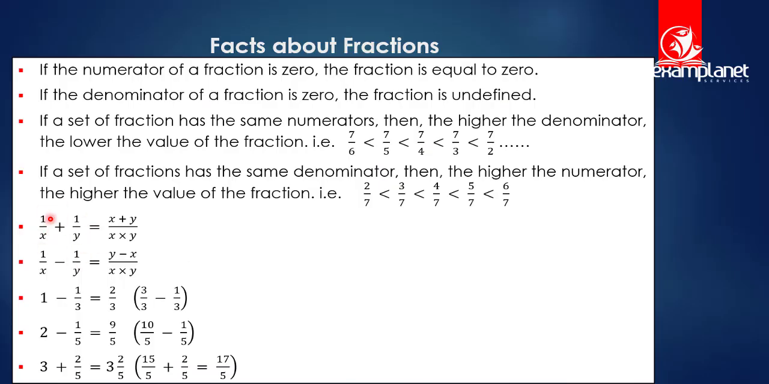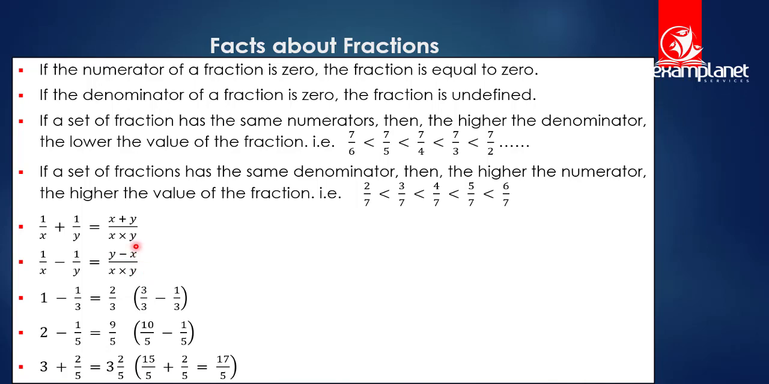Moving on. So the next point says 1 over x plus 1 over y is equal to x plus y over x times y. Alright, so we do this to make our work faster when you are adding fractions. So if you see 1 over something plus 1 over something, it simply means addition of the denominators divided by multiplication of the denominators. The same thing when you have subtraction: it simply means the difference in the denominators divided by multiplication of the denominators. So 1 over x minus 1 over y is equal to y minus x over x times y, or y times x, either way you still get the same thing.